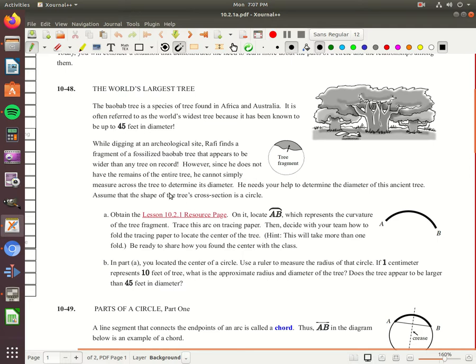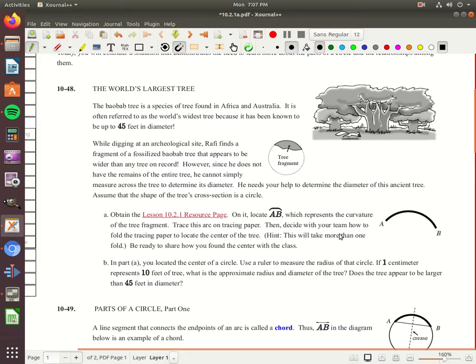However, since he does not have the remains of the entire tree, he cannot simply measure across the tree to determine its diameter. He needs your help to determine the diameter of this ancient tree. Assume the shape of the tree's cross-section is a circle. So this is going to be representative of the arc of the tree that he found. We're going to go to this resource page, and on it we're going to locate arc AB, that represents the curvature of the tree fragment. We're going to trace this arc on a tracing paper. Obviously I'm not going to do that.